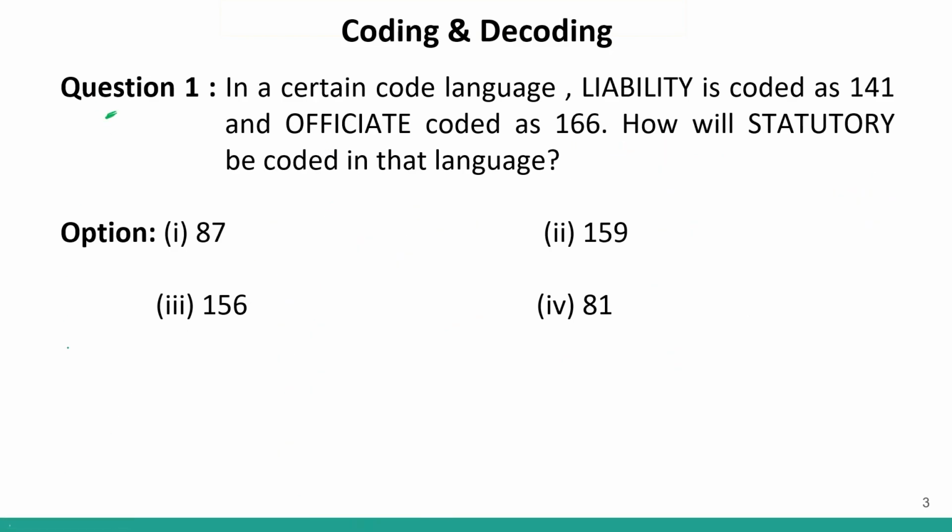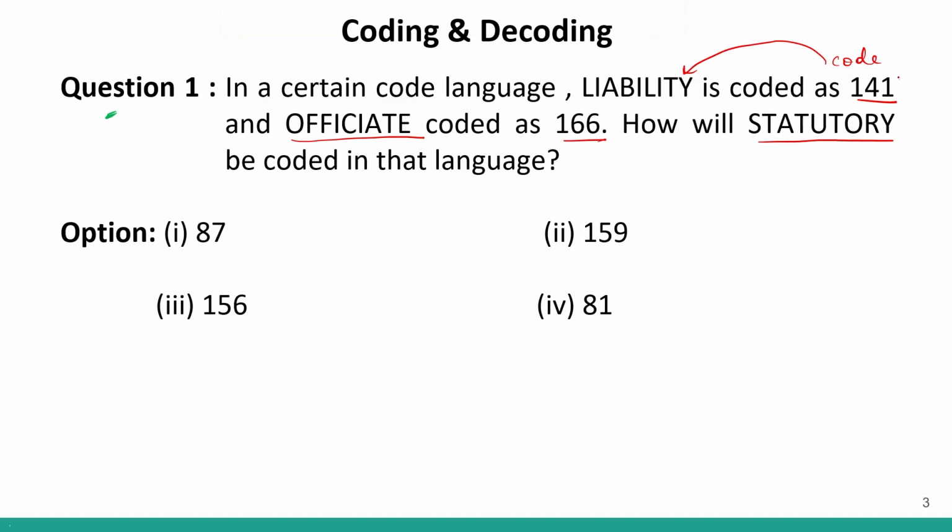Question number one. It is given to us that in a certain code language, liability is coded as 141. 141 is a code for liability. And officiate is coded as 166. 166 is again a code for officiate. We have to find out how statutory will be coded in that language. We have to find the code for statutory.